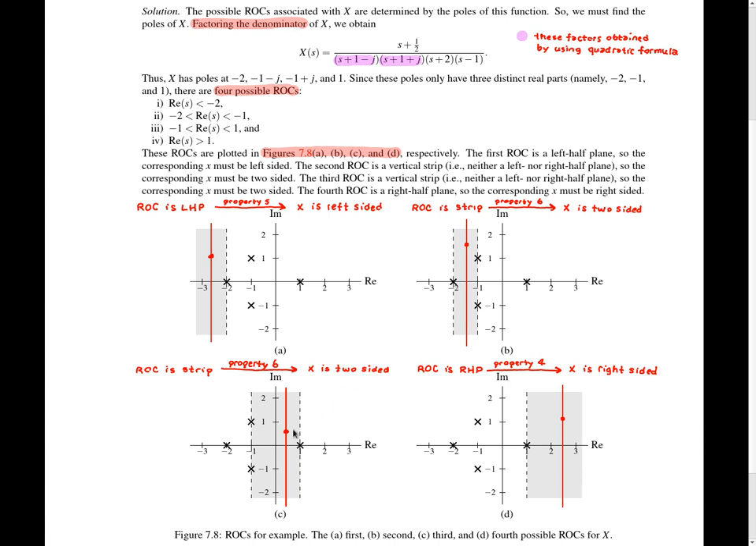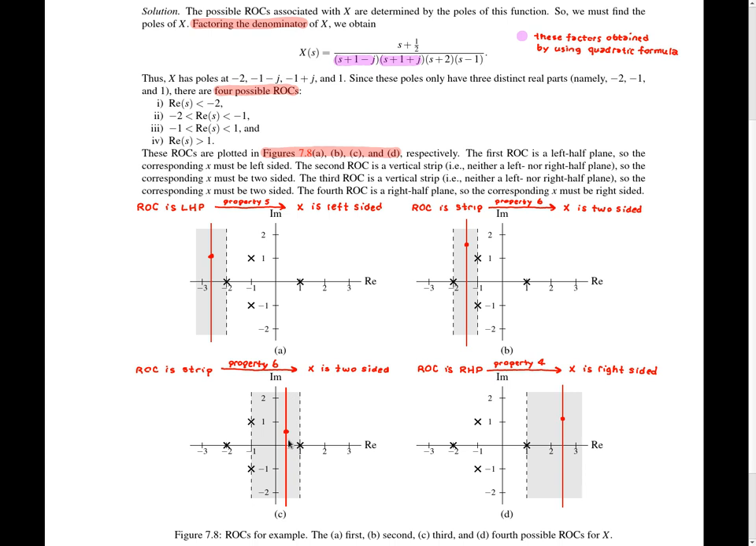Suppose instead that we consider this point here that's marked by a red dot. Suppose that this point is in our region of convergence. Then all the points on the vertical line through this point must be in the region of convergence. And because big X is a rational function, this vertical line here will expand leftward and rightward until it either hits poles or goes all the way to infinity.